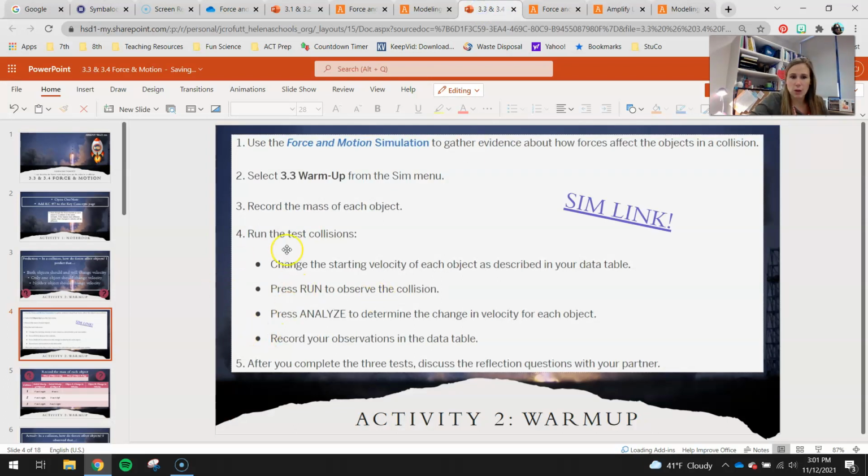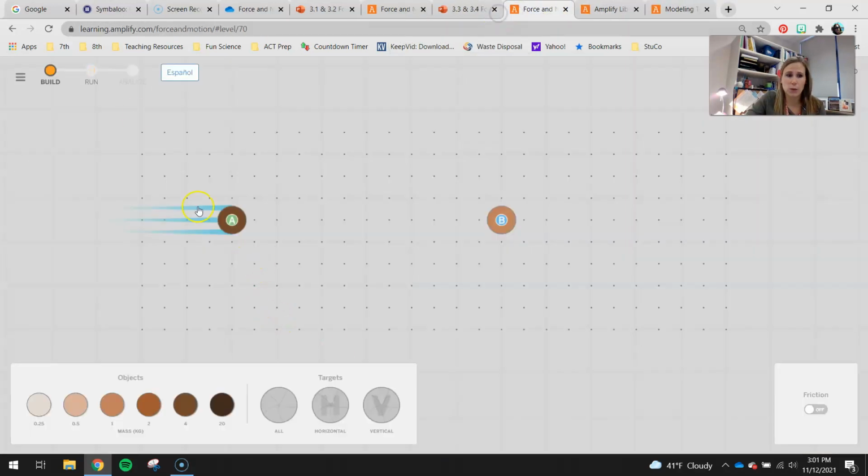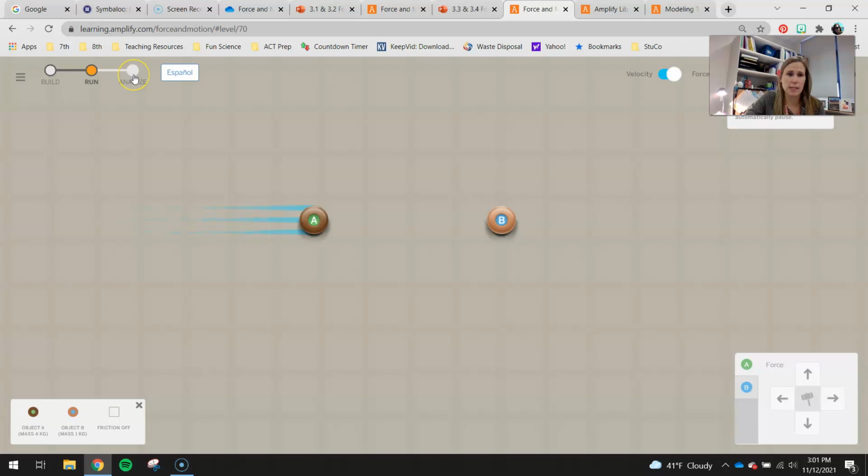You guys are going to go ahead and run your test collisions. Change the starting velocity of each object as described in the data table. Press run to observe the collision. Press analyze to determine the change in velocity. So this is very similar to what you did in 3.1 and 3.2, except this time you are going to change your velocity. The first one's set up for you, so you will have to change it for trial or collision 2 and 3. You will run through that and observe the change in velocity and analyze.